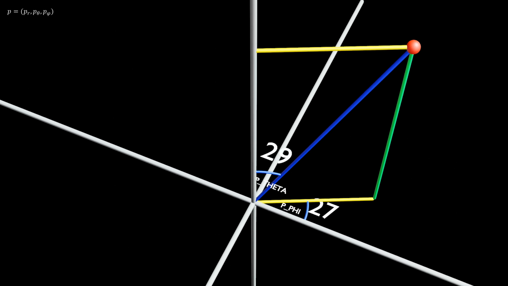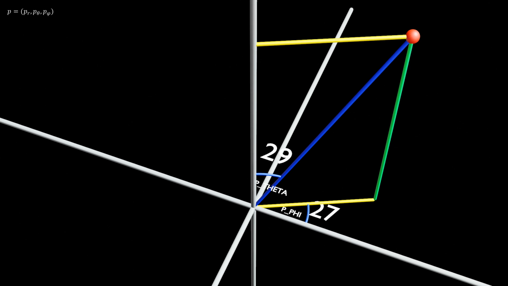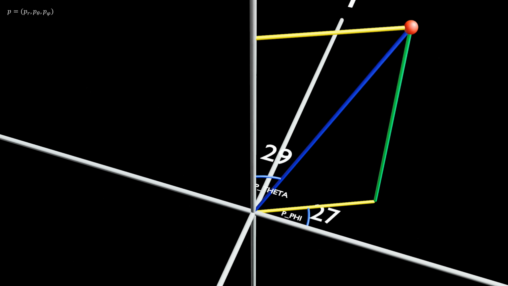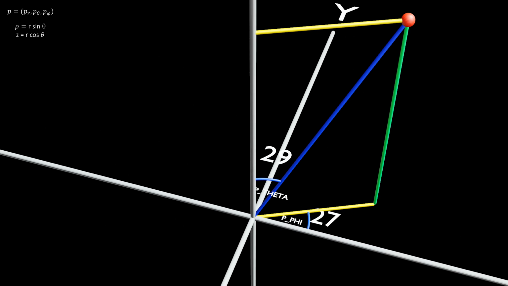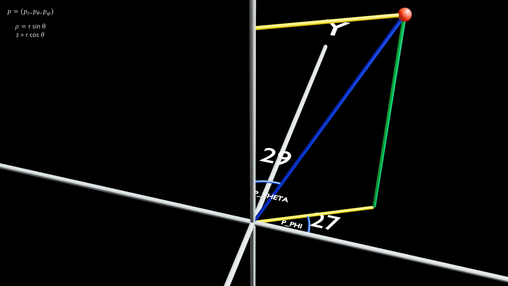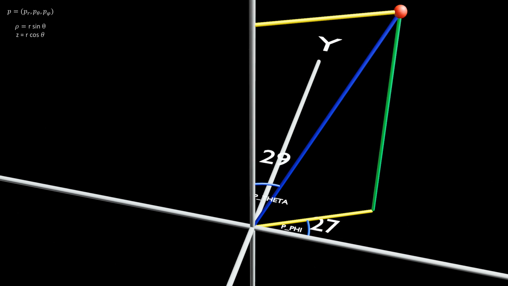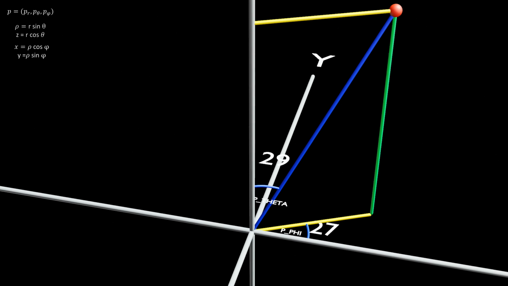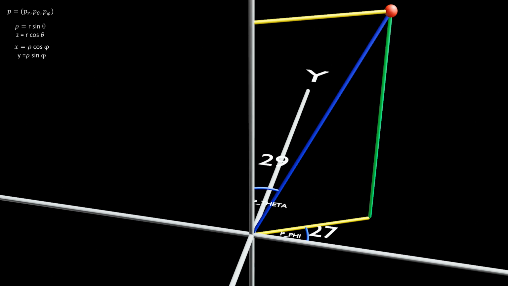Now, to transform a point from spherical to Cartesian coordinate, first, let's take the component of r on rho and z axis. Rho equal to r sine theta and z equal to r cosine theta. Now x equal rho cosine phi and y equal rho sine phi.